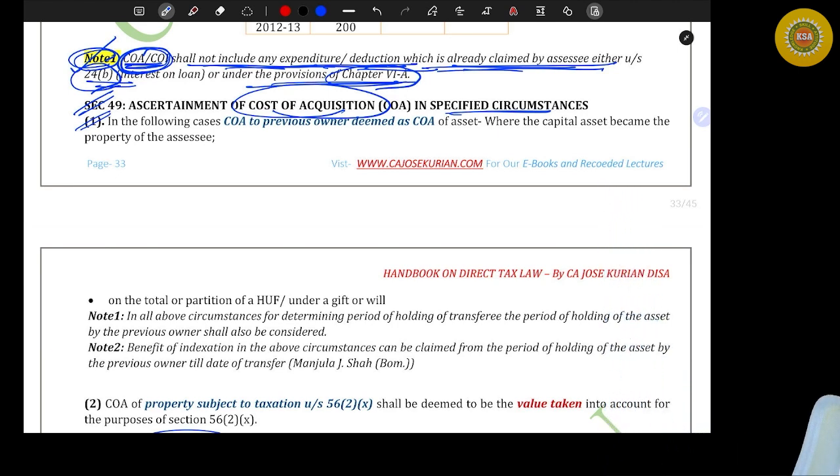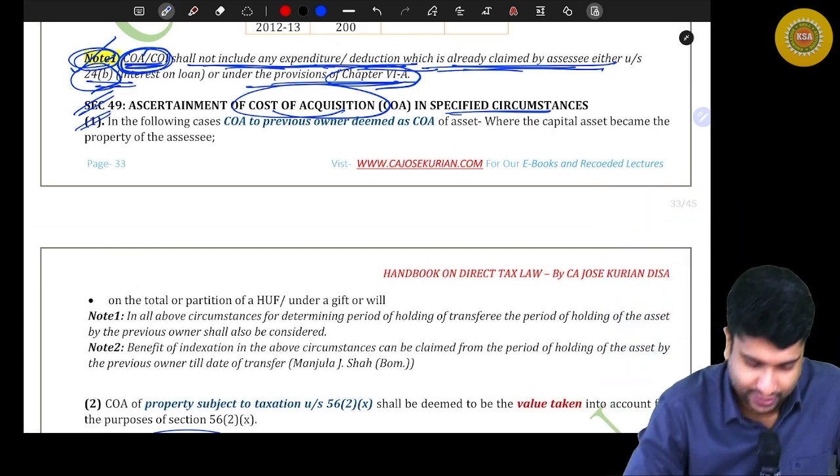Can you read that point number 1? In the following cases, cost of acquisition to the previous owner is deemed as cost of acquisition of the asset, where the capital asset becomes the property of the assessee on total or partial partition of HUF, or under a gift or a will. I have only selected important items under this. We have a lot more items under this, but I have only selected 2 important things. What does that mean? Very simple. I'll create an example so that you will get a better idea.